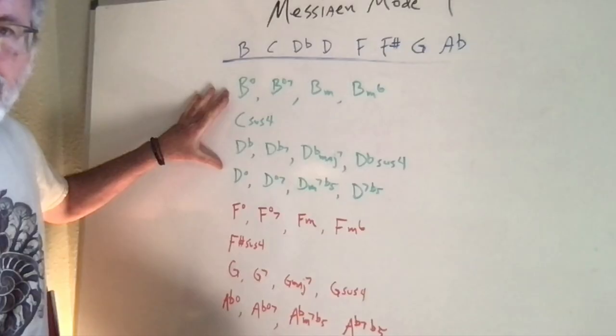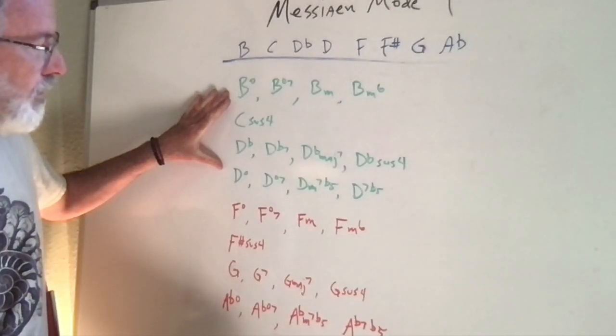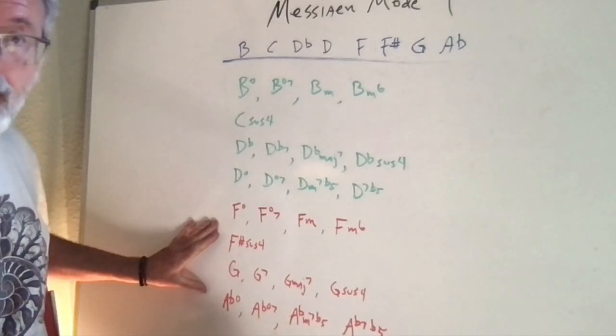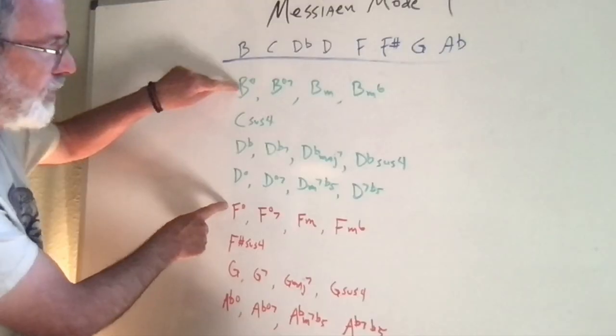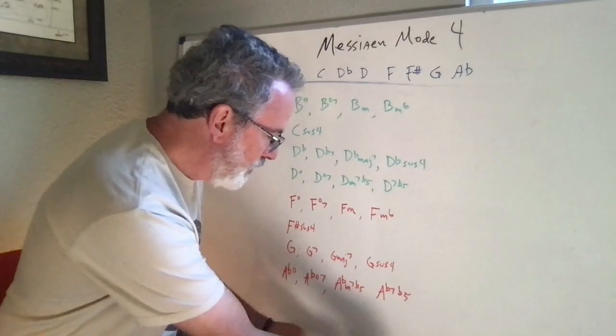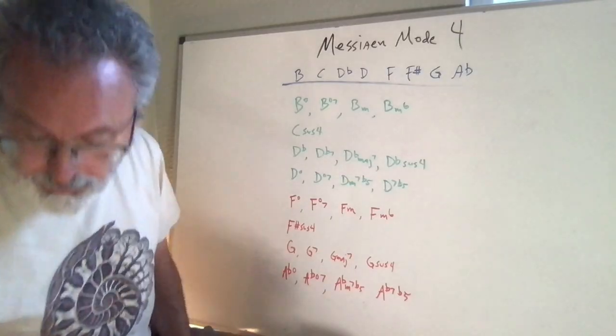Notice the symmetry here. If you look at the ones that are in green compared to the ones that are in red, these are the same. B diminished, F diminished, just a tritone apart. So there's a lot of symmetry in this scale. And how can we use this?